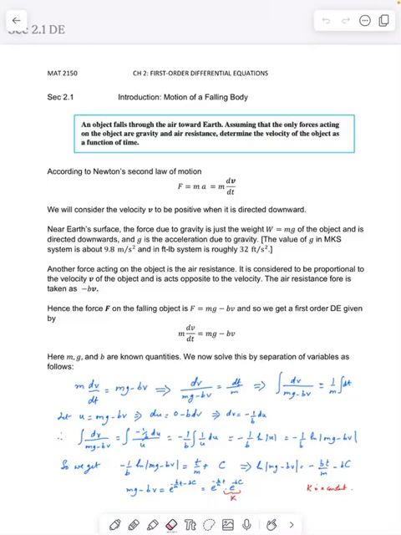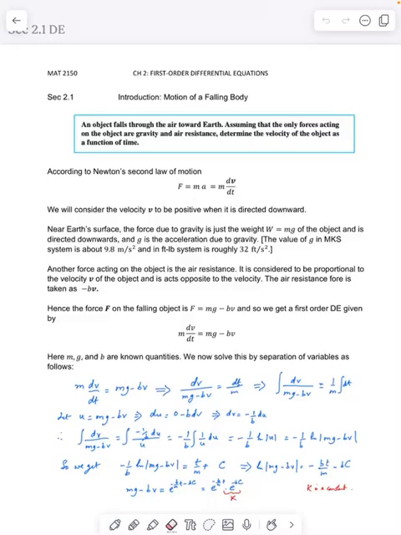We are now starting chapter 2, which is first order differential equations. In this chapter, we will learn how to solve first order differential equations. Different methods will be explained. One method you have already seen in the previous chapter, which was the separation of variables. And not every equation can be solved by that method, so we'll need to see other methods.